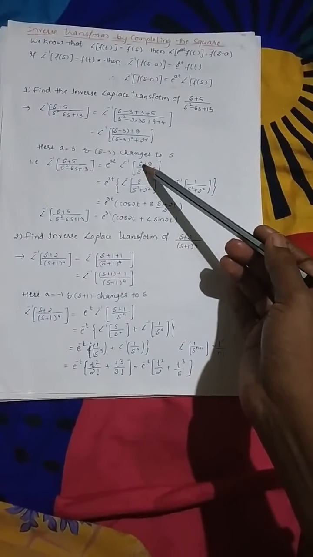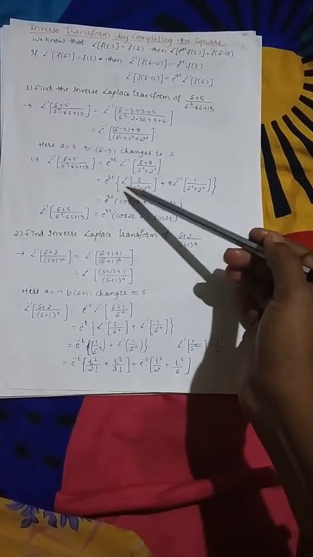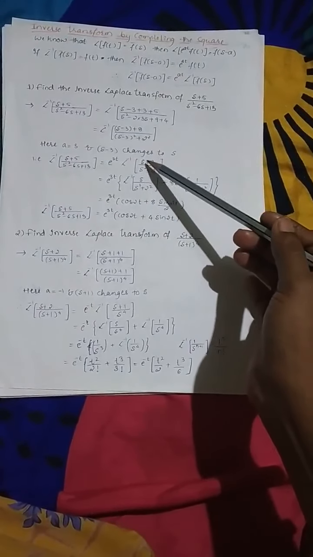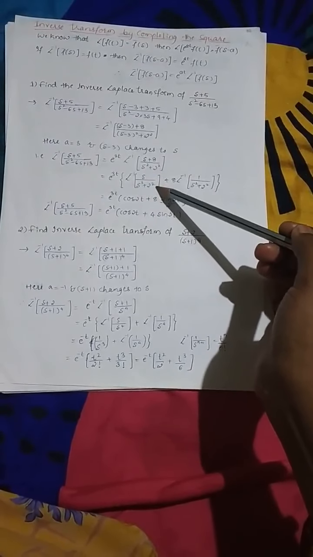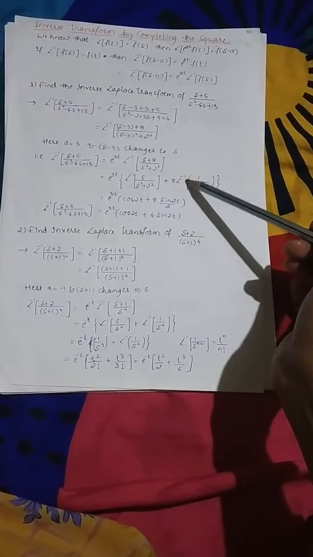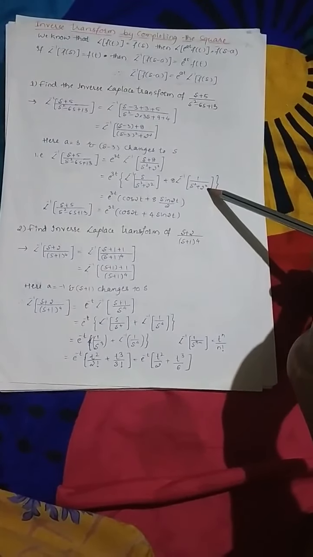That is s plus or minus 3 changes to s. S plus 8 upon s square plus 2 square. Next, e raised to 3t into bracket. We need to find the inverse Laplace of this term. That is L inverse of s upon s square plus 2 square plus 8 times L inverse of 1 upon s square plus 2 square.